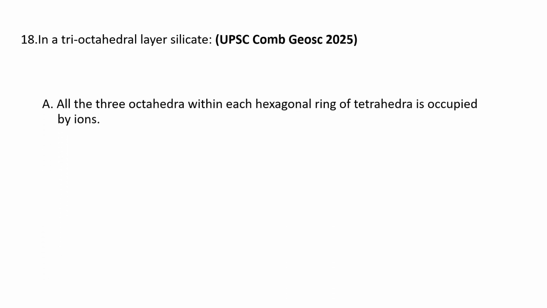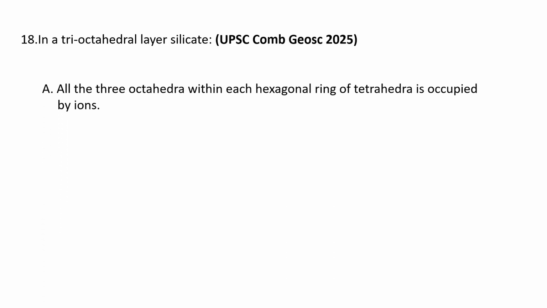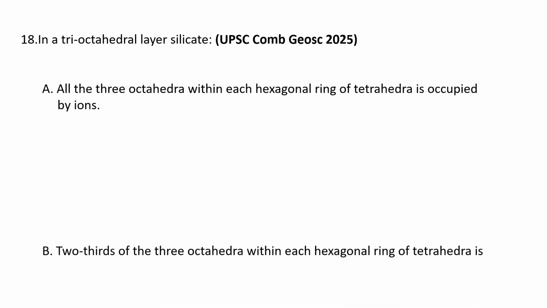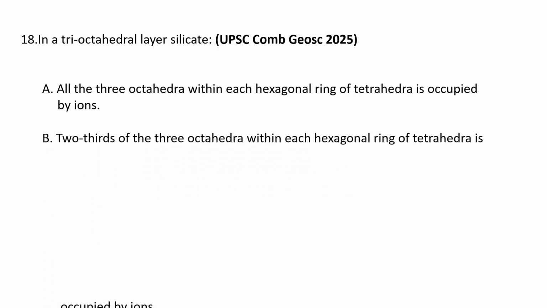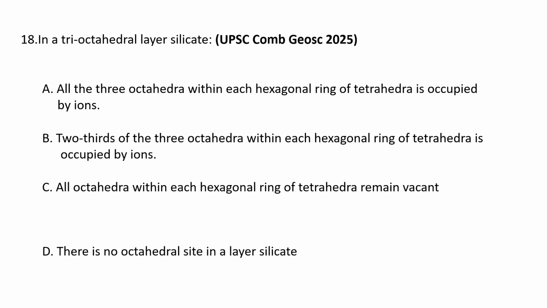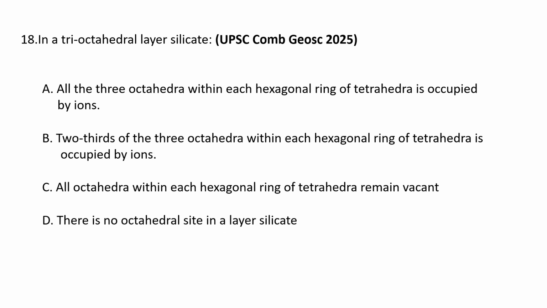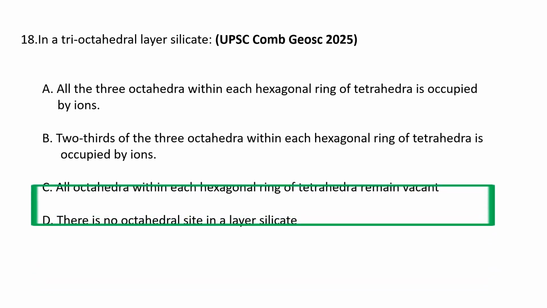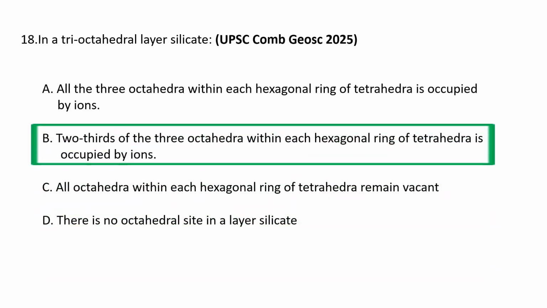Next question. In a trioctahedral layer silicate, A. All the three octahedra within each hexagonal ring of tetrahedra is occupied by ions. B. 2/3 of three octahedra within each hexagonal ring of tetrahedra is occupied by ions. C. All octahedra within each hexagonal ring of tetrahedra remain vacant. And D. There is no octahedral site in a layer silicate. So the correct option is, in a trioctahedral layer silicate, 2/3 of the three octahedra within each hexagonal ring of tetrahedra is occupied by the ions.